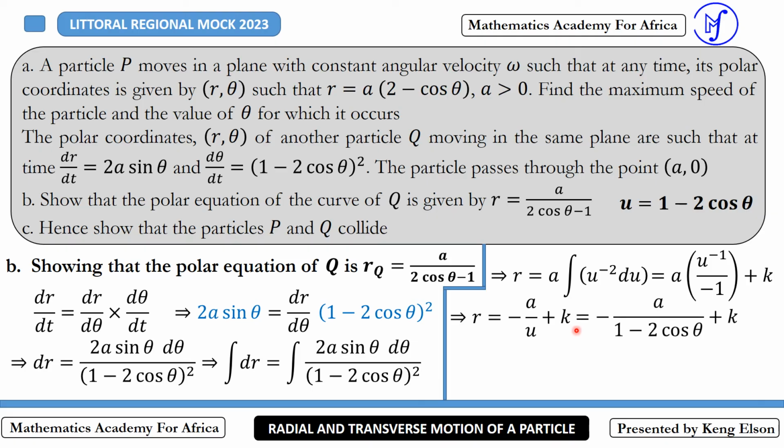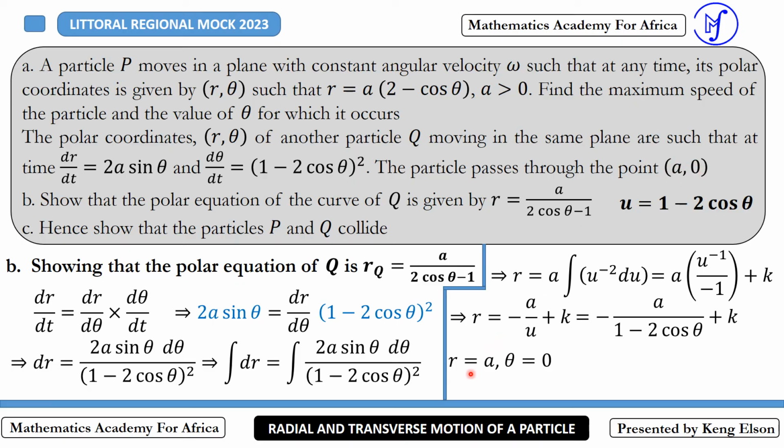But what is our u? Our u is equal to 1 minus 2 cos theta. So annul the negative sign here, and I can just multiply this denominator by that negative sign, and I get r to be equal to a on (2 cos theta minus 1), plus k. Now we need to look for the value of the constant of integration, and we use the initial condition that says that the particle Q passes through the point A0. A0 simply represents r, theta, where r is a and theta is 0.